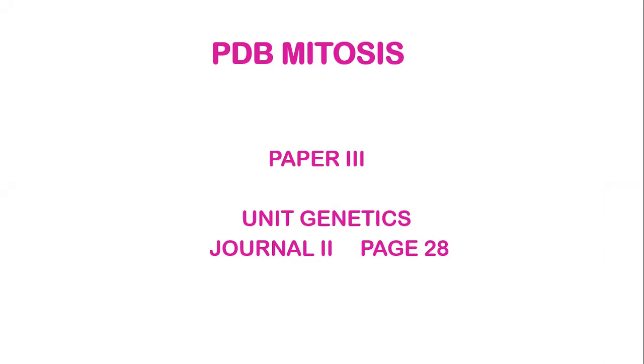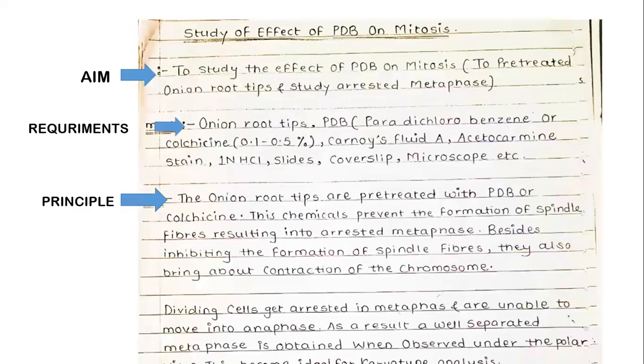So today we're beginning with practical 3, paper 3, unit genetics. There are 3 practicals, out of which this is the first performing practical, and the other 2 are problems based on mutations and 3-point cross. That is the paperwork practical. This is a performing practical.